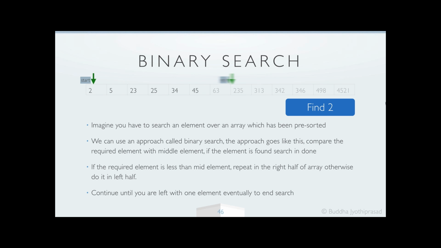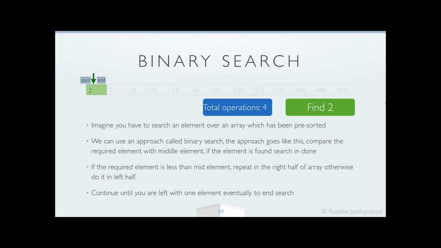So now we move the end marker to one element beside 63, and the array that we have to search has become almost half. Now we find the midpoint again and compare with that, and because it is still less, we compare again and find the midpoint, and we do that until the start and end become 1.